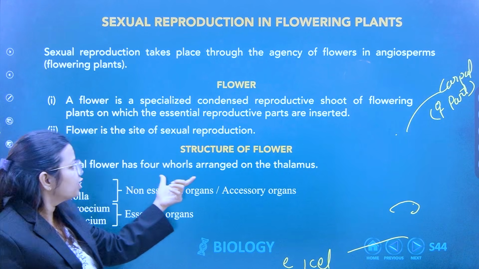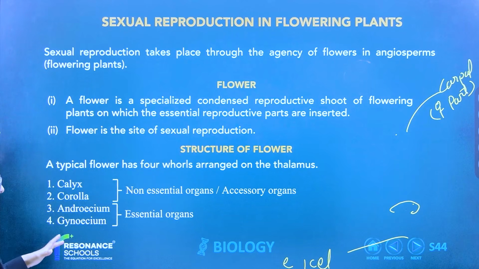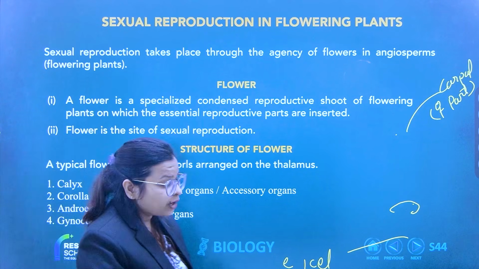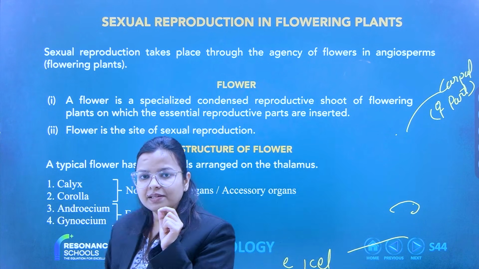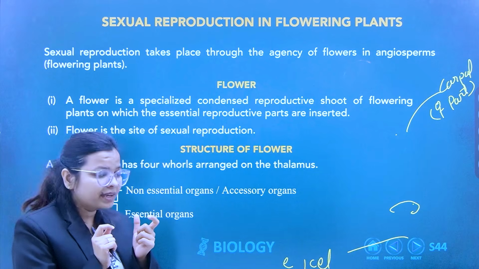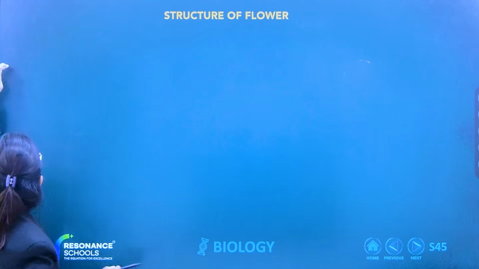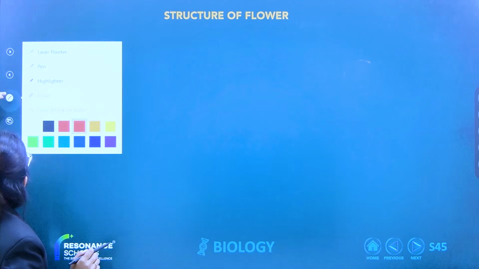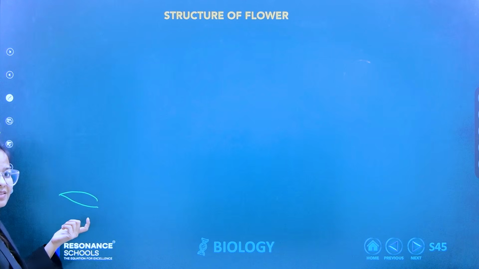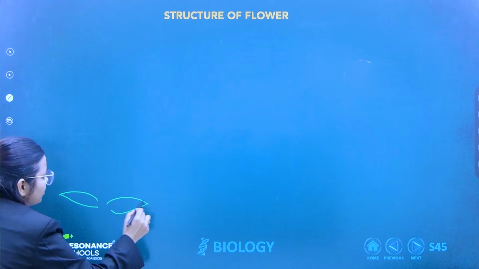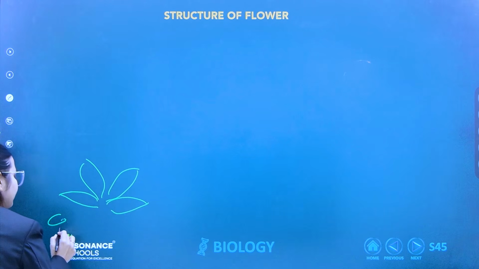So a typical flower has four whorls arranged on the thalamus: calyx, corolla, androecium and gynoecium. Now you can ask me, ma'am, where is petal and sepal? Sepal is, if you look carefully toward a flower, this part, this is sepal. And if there is a group of sepals, what is it? Calyx.